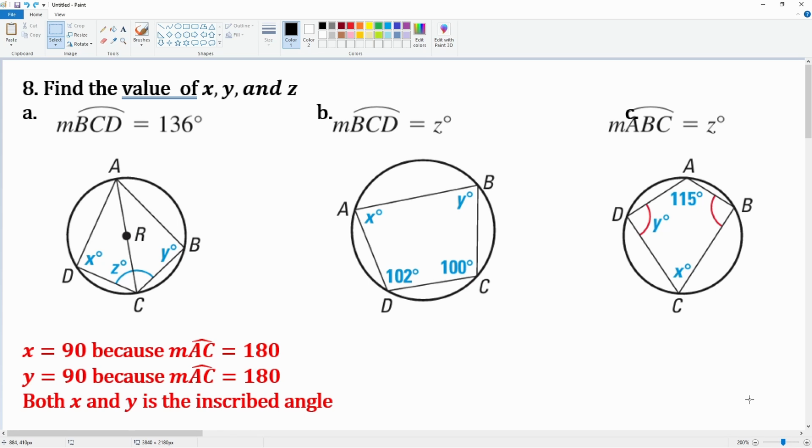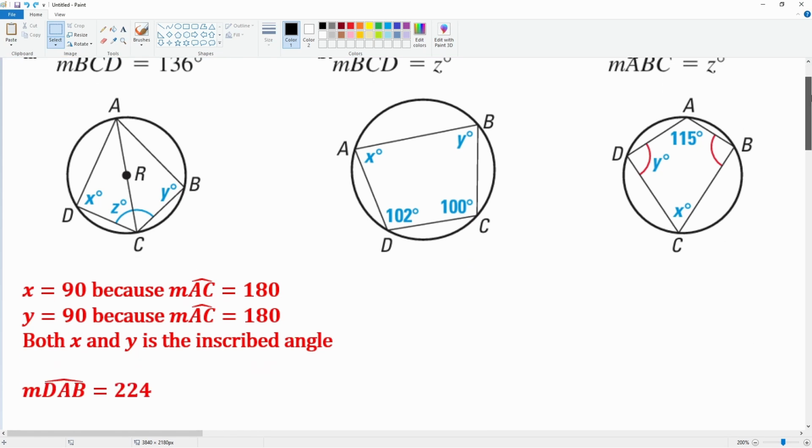Okay, once you have that, you can then get arc DAB, which is 224, and the reason how you get that is that you get it from 360. So 360 minus 136 is 224. Then that is the entire arc. If you have that arc, you get the inscribed angle, which is angle Z, which is 112.